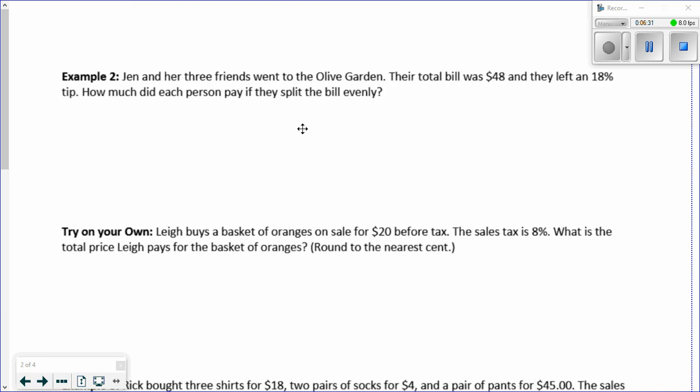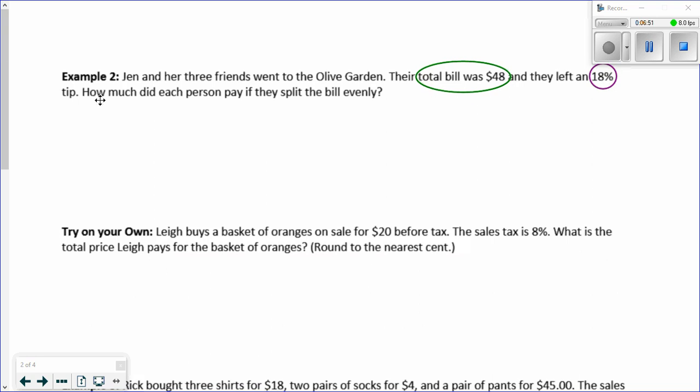Okay? Example 2. Jen and her 3 friends, so that means there's 4 of them total, went to the Olive Garden. Their total bill was $48, and they left an 18%. Why is all this stuff shifted? Weird.